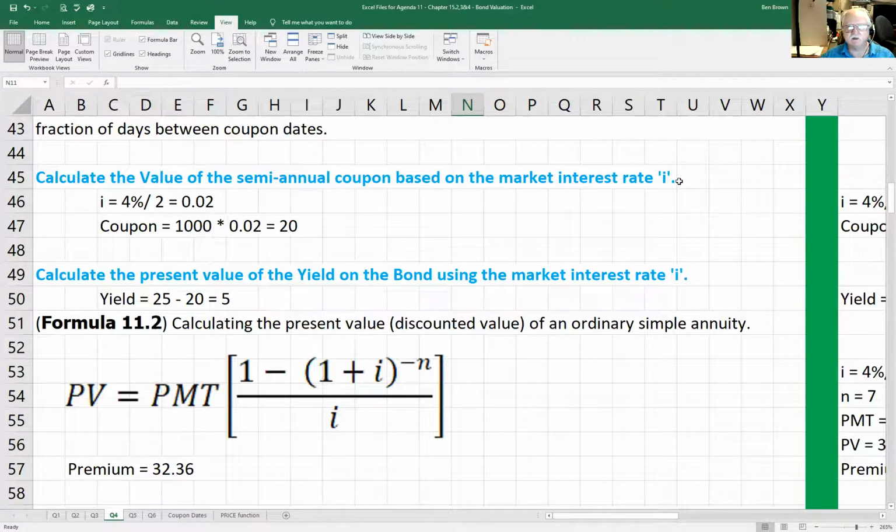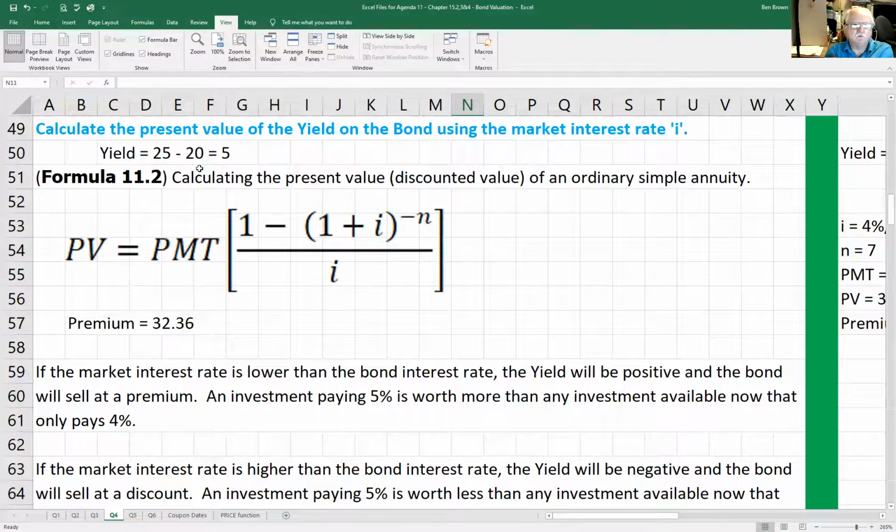But if we were calculating it based at the new interest rate, it's only worth $20. And so then we're going to find the yield is 25 minus 20 is 5. So this bond or this coupon is worth more because the interest rate has gone down. And so then we're going to calculate the present value of this difference.